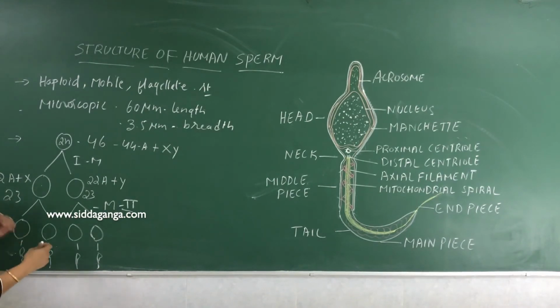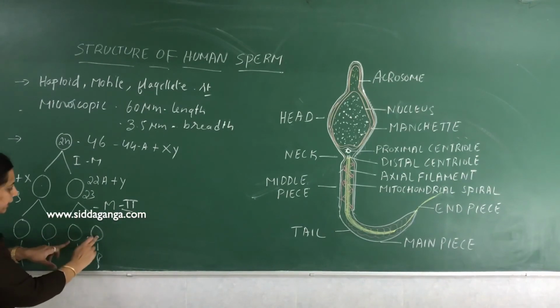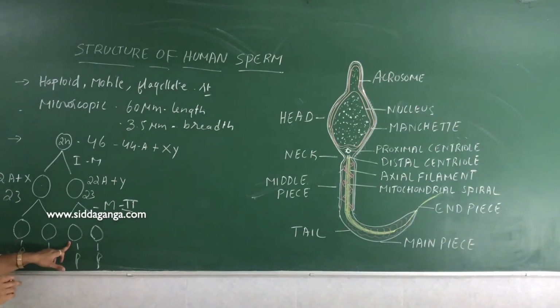Here the sex of the baby is determined based on the type of sperm that fuses with the egg. If an X carrying sperm fuses with the egg, that results in a female baby, whereas if a Y chromosome carrying sperm fuses with the egg, that results in a male baby. You will discuss that in detail in the genetics chapter. But what is important here is that males produce two types of sperms. Half of the sperms have the X chromosome and the remaining half have the Y chromosome.